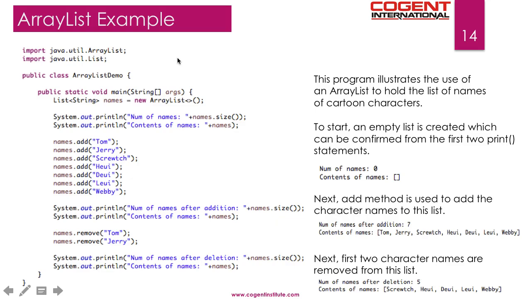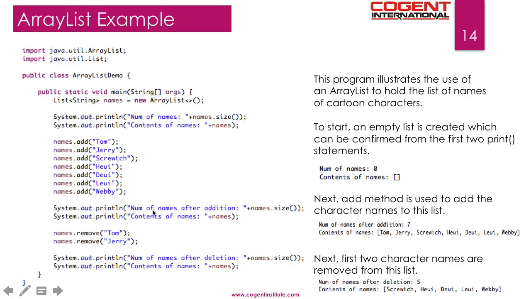Let's look at an ArrayList example. This program illustrates the use of an ArrayList to hold a list of names of cartoon characters. To start, an empty list is created, which can be confirmed from the first two print statements. Number of names is equal to 0 because there are no elements in this list, and the contents of names is an empty array. Next, the add method is used to add character names to this list.